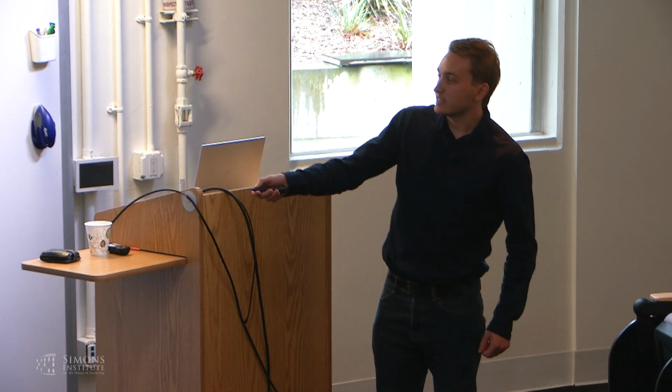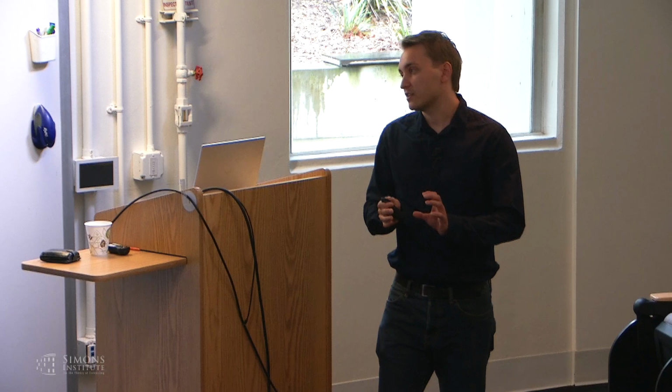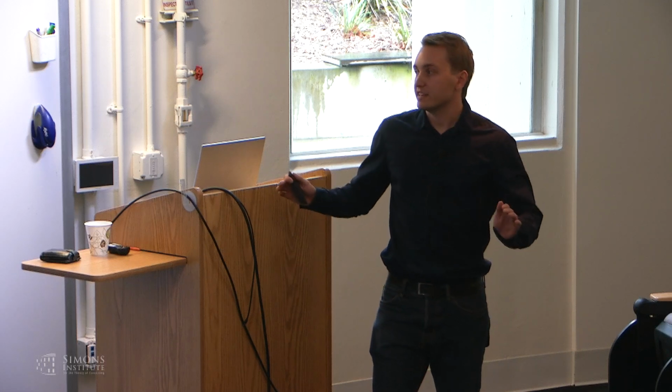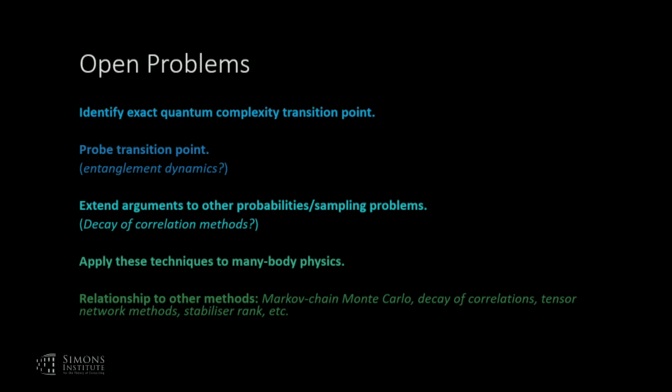So the stabilizer rank says we can take any non-stabilizer circuit, something that's not easy to compute, and we can write it as a sum. And generally this inherits exponential complexity as you're decomposing every gate twice. But in certain circumstances you can say, okay, I can do this and I have to do it a logarithmic number of times.